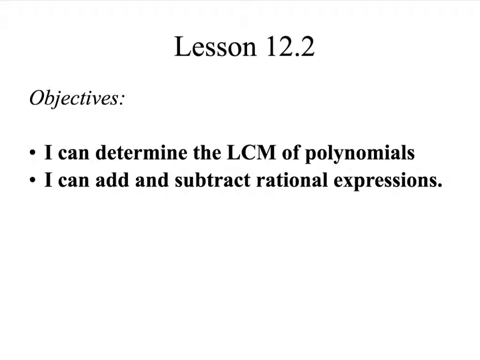Okay, so here's the objective. What I want to tell you is that in this video I am not doing these examples. I'm going right to the adding and subtracting examples.